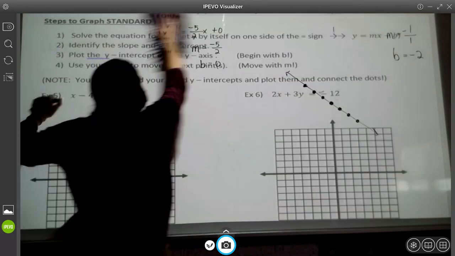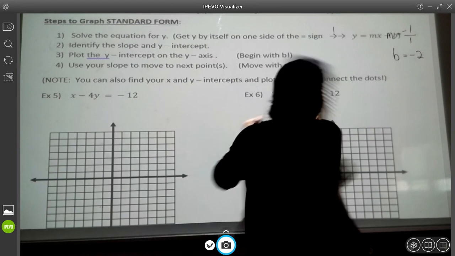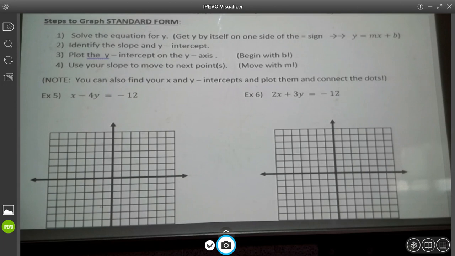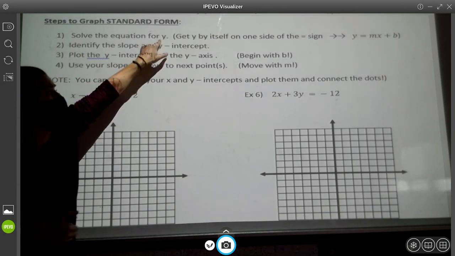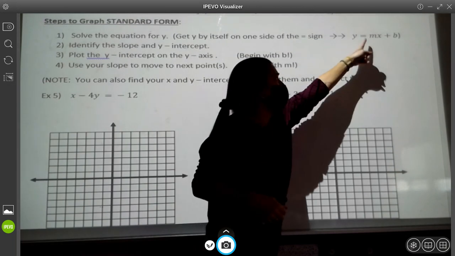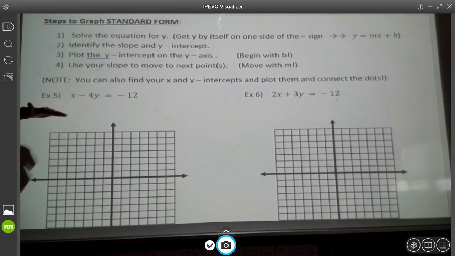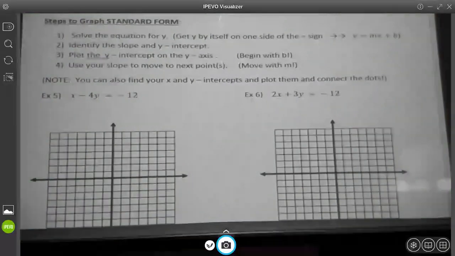So if they ask you guys to graph the line when it's in standard form, the first thing you're gonna have to do is solve the equation for y. You wanna get y by itself so that it's back to being in slope-intercept form. You wanna get this in y equals mx plus b form, so you can pick out a slope and you can pick out a y-intercept. And then all the steps are the same as before. I just want to give you guys a heads up.